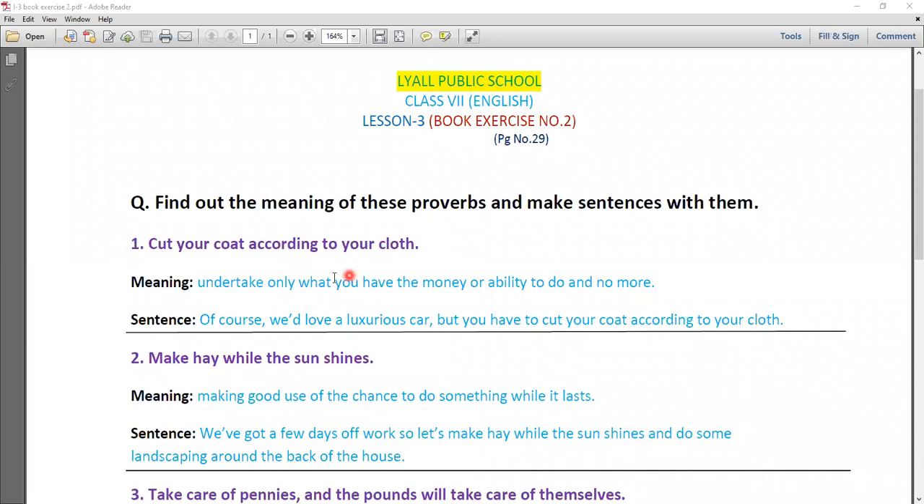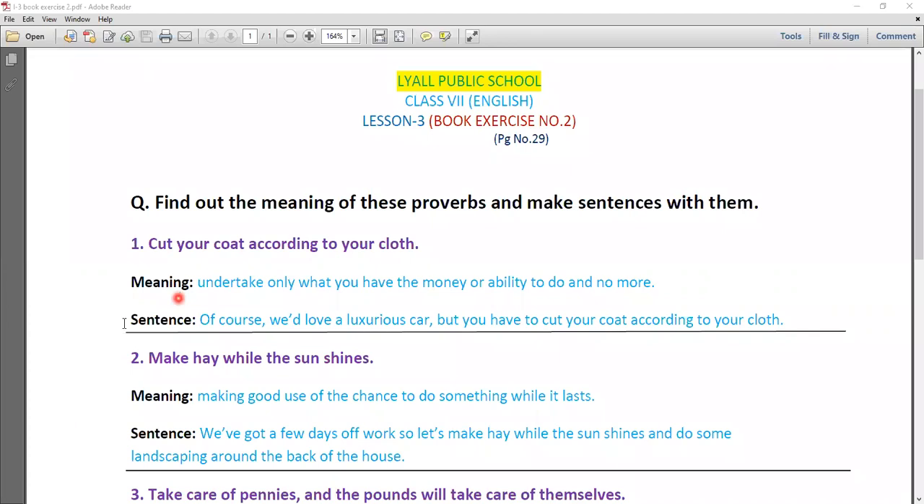So what we do with proverbs, we use these kinds of proverbs in our sentences to give a proper meaning. Okay class, in the sentence it is necessary to mention the proverb. Here I mentioned the proverb, देखो, cut your coat according to your cloth. So the meaning is different, and in the sentence we will add the proverb itself.